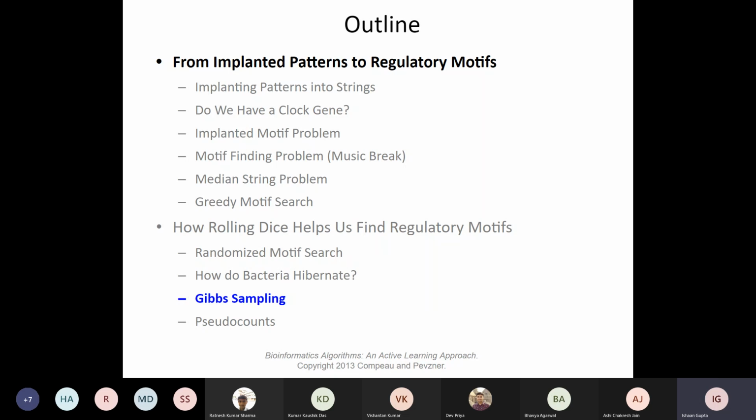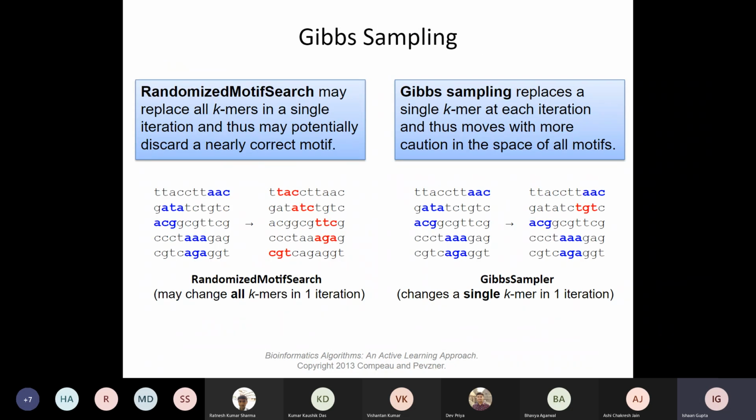So I showed you the randomized motif search. Can we actually do this even better? To do this even better comes the second way of implementing your greedy motif search algorithm, which is through Gibbs sampling. And as I told you earlier, the way that you differ between the two methods is how you are updating the k-mers that you are selecting at each iteration.